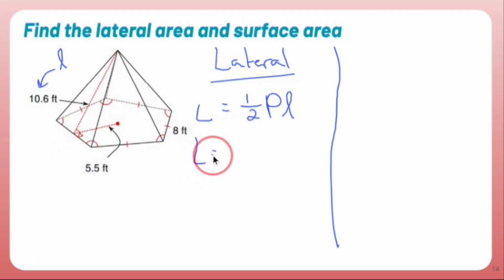So let's plug in what we have. 1/2 is 1/2. The perimeter is, I have 1, 2, 3. So this is a pentagonal prism. Each side is 8 feet. So the perimeter is going to be 8 times 5, which is 40.